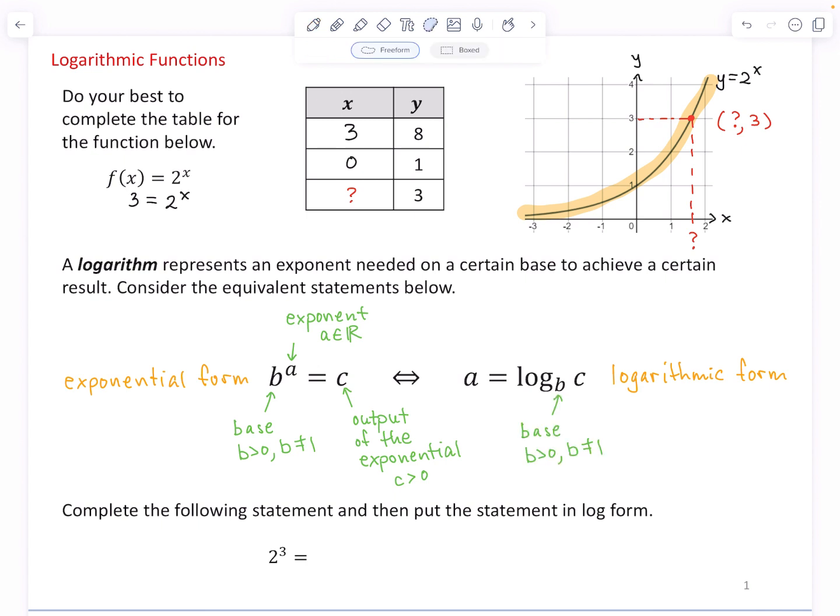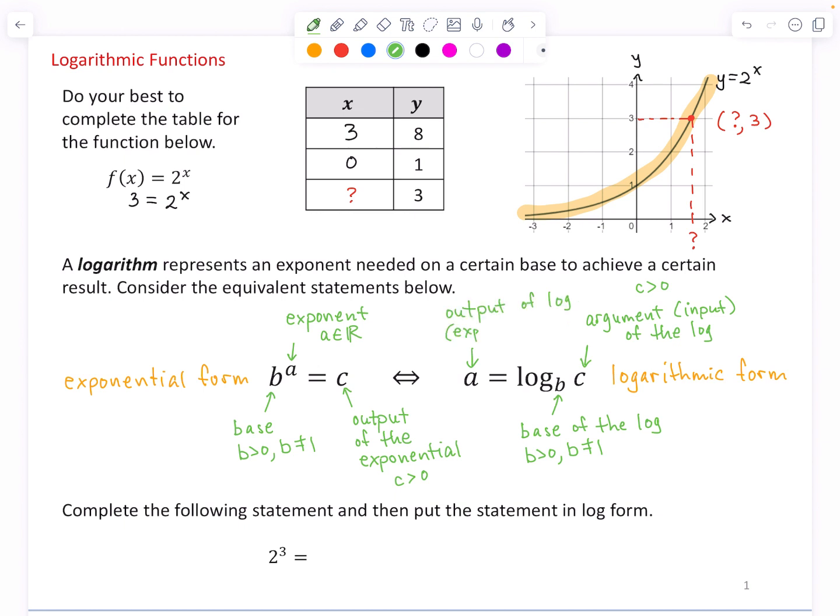So this b is referred to as the base of the logarithm, or the base of the log for short, and it also must be positive but not 1. c is called the argument, or the input of the log, and it must be a positive number because this value of c will be equal to this value of c in exponential form, which also must be positive. a is called the output of the log. It is an exponent. In fact, this number a will be equal to this number a over here in this context. Thus, a can be any real number.